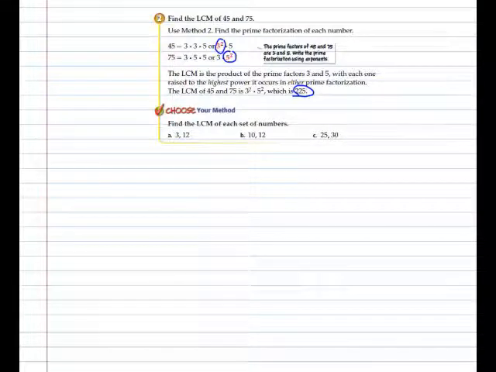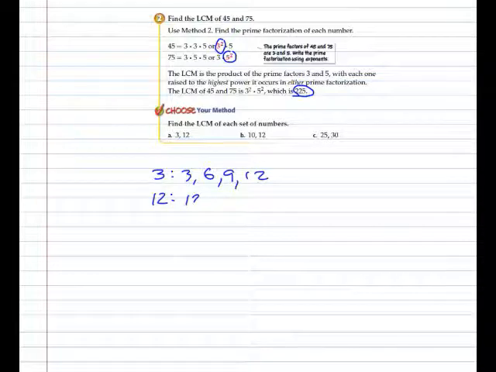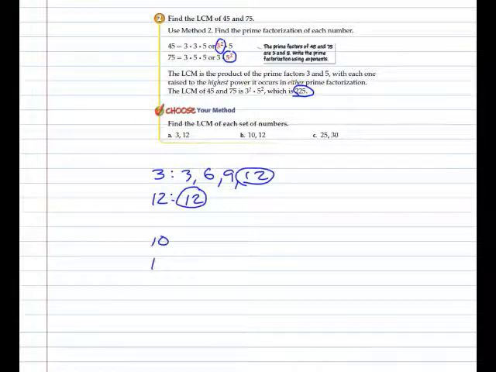Okay, let's try 3 and 12. We're going to do this the old-fashioned way, just listing multiples. 3, 6, 9, 12. Our first multiple here is 12. So our least common multiple is 12.